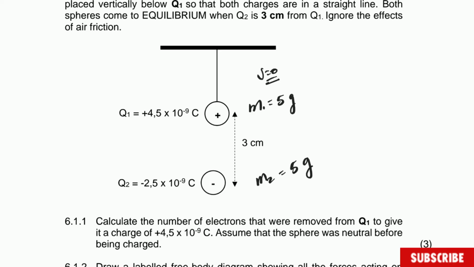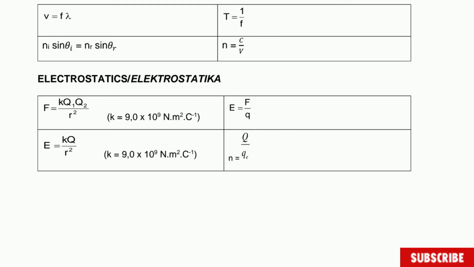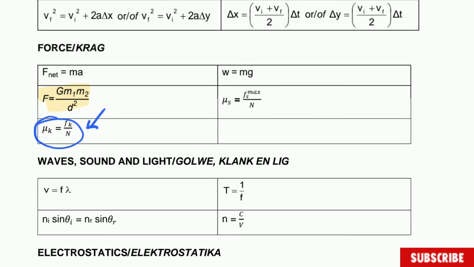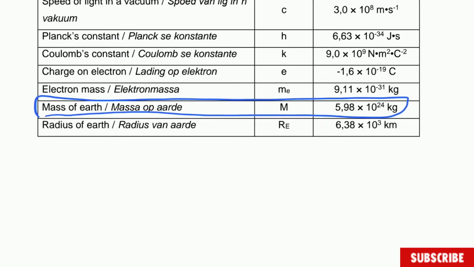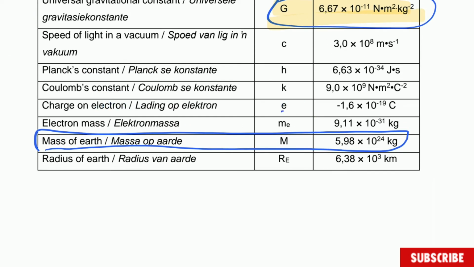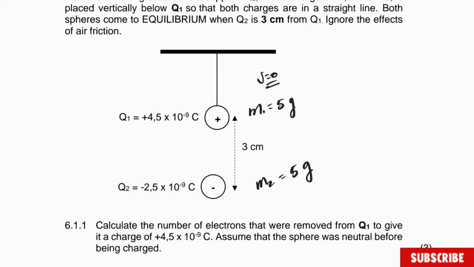Now, very simple. What formula are we going to look for? We go to this specific part of the formula sheet, the electrostatics. Number of electrons is equal to the charge divided by the charge of 1 electron. The charge of 1 electron, or the elementary charge, is negative 1,6 times 10 to the minus 19 coulombs. So everything is here, and therefore we're going to calculate it.